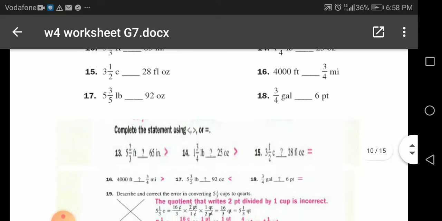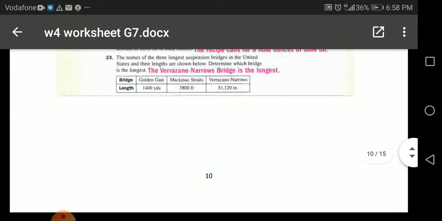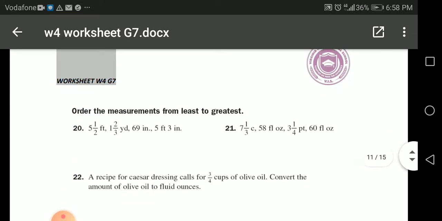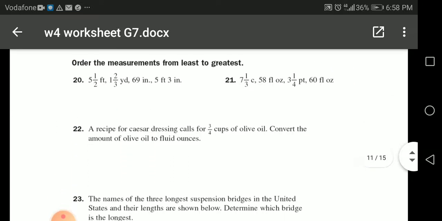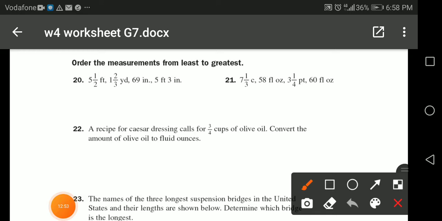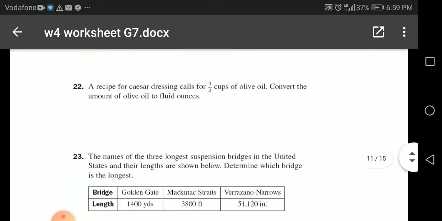Okay. We also have, guys, another kind of question, and it is very important: if he asks me to order the measurements from least to greatest. We have feet, yards, inches. Feet and inches in the same one, 5 feet and 3 inches. Remember, we can't do it like this. We have to make it the same unit.